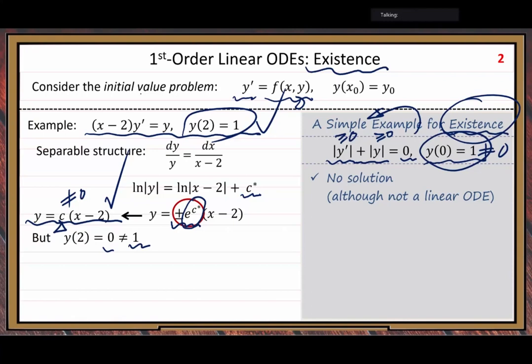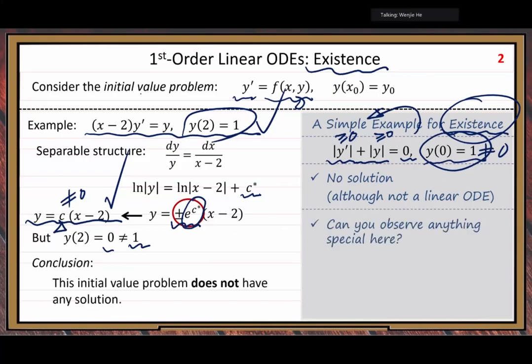So the existence problem: the answer is no. But another question: why does this equation not have any solution? We need to find the reason why. The conclusion is that it does not have any solution, but we want to see why.